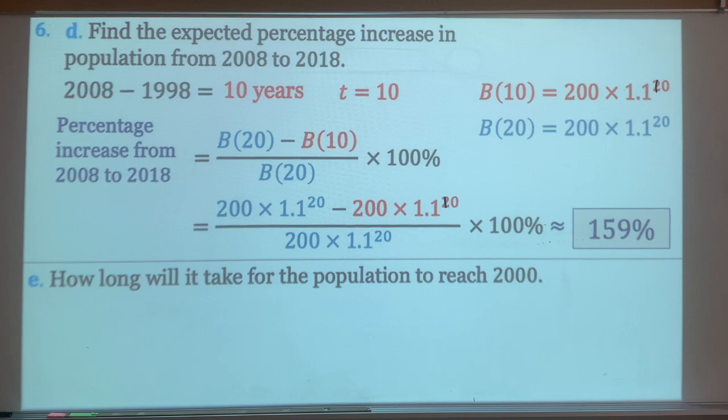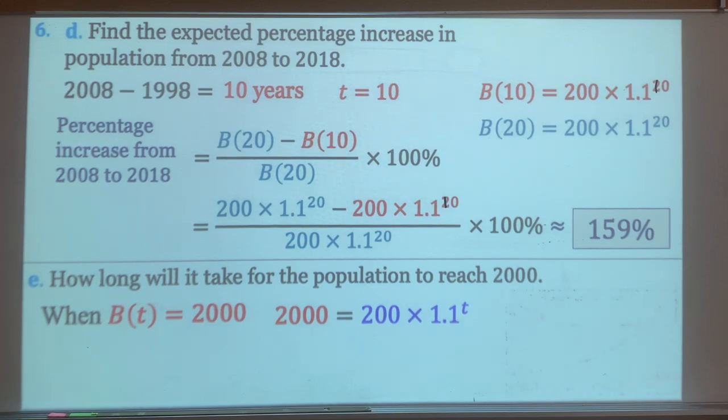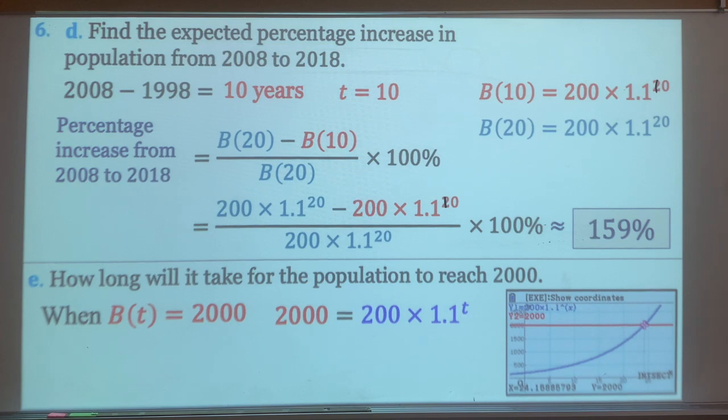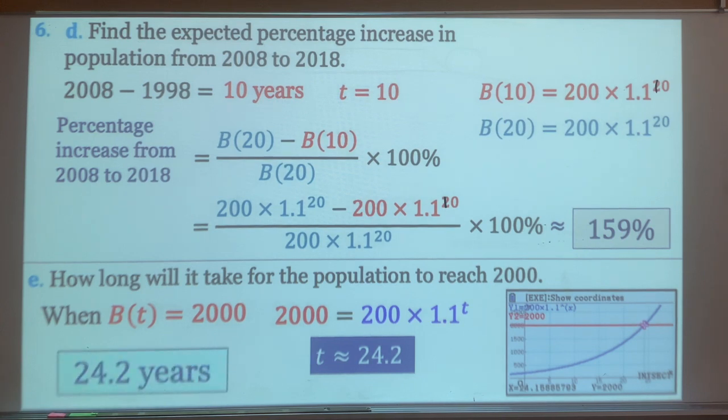Next one, how long will it take the population to reach 2,000? B of T equals 2,000. All right. 2,000 equals 200 times 1.1 to the T. If you put your two graphs together, I don't need to keep on showing you how to do the graphing because you're good at it by now, hopefully. All right. You have them equal each other, intersect, and you get T is approximately 24.2. So about 24.2 years. That's it.